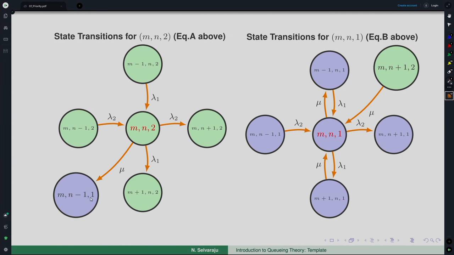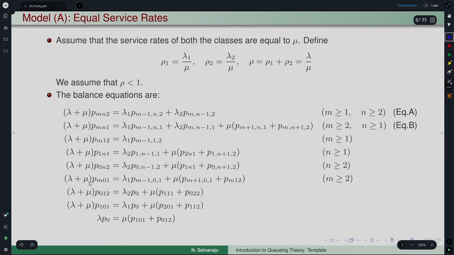And you can see that it is impossible to depict the whole thing because this is in 3 dimensions. So it is impossible to do that, and that is why we are looking at specific cases. So, the total rate of outgoing transitions is basically lambda 1 plus lambda 2 plus mu, and that is precisely what we are writing here.